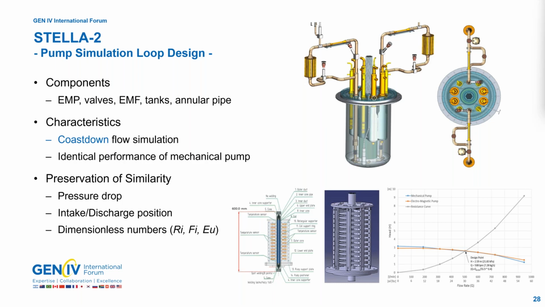This loop simulates the coast down curve of the mechanical pump by controlling the power of the electromagnetic pump. And to keep the similarity, the pressure drop, of course, was conserved. And at the same time, the inlet and outlet position of the pump was conserved. Next slide, please.